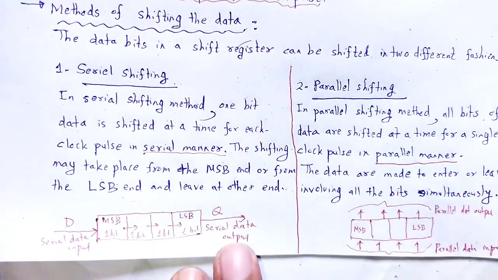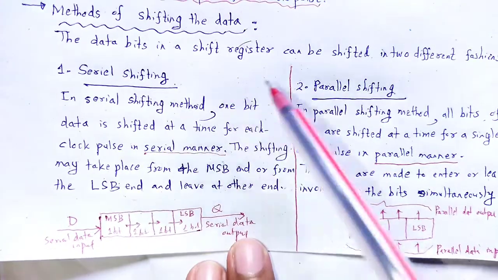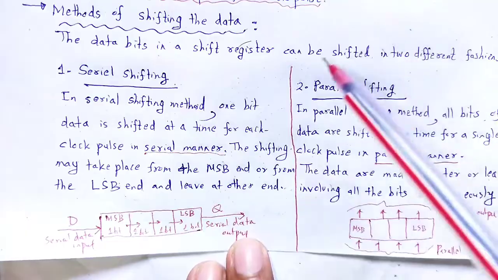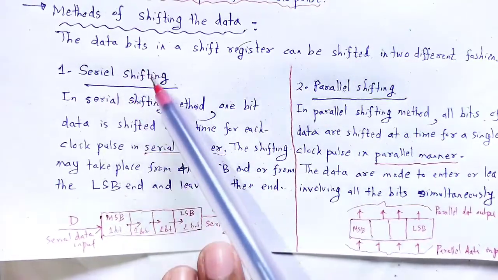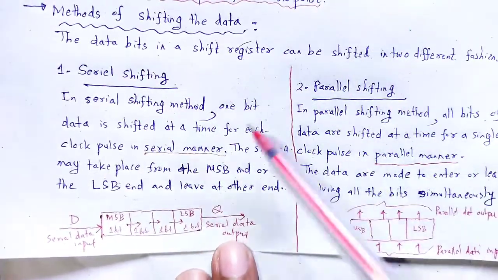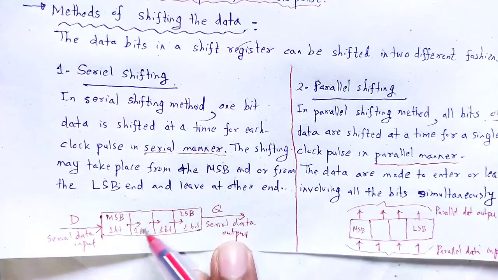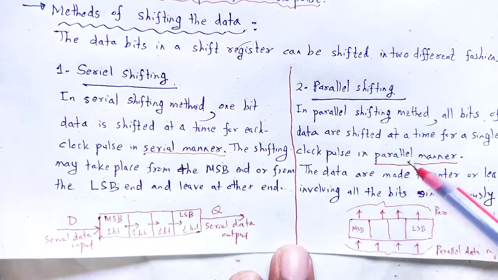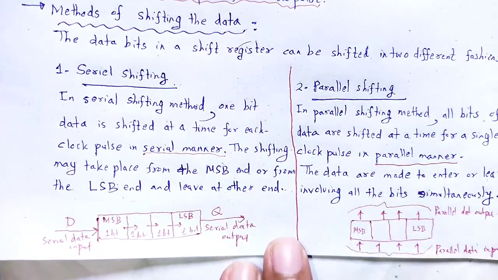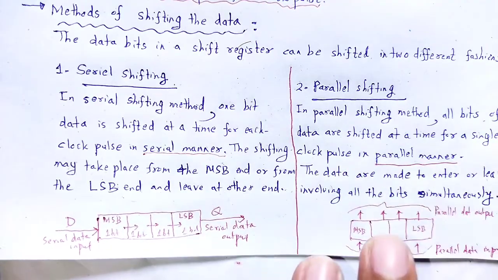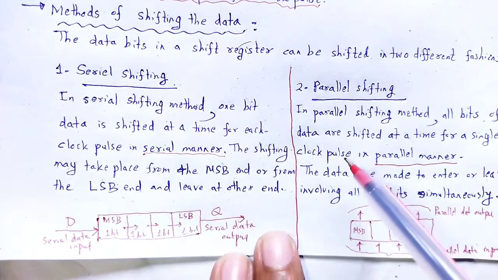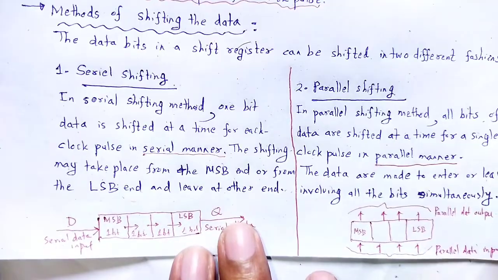So, shifting of data is categorized into two. One is serial shifting, another one is parallel shifting. Here data shifts in a serial manner, here data shifts in a parallel manner by the application of a clock pulse. That clock pulse is introduced when we are dealing with flip flops.